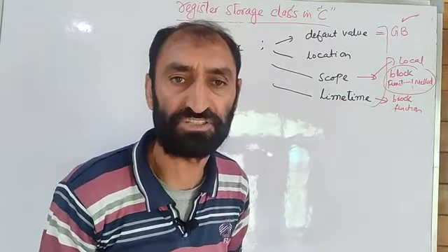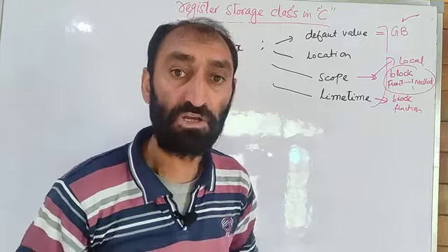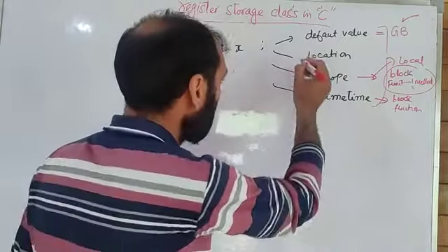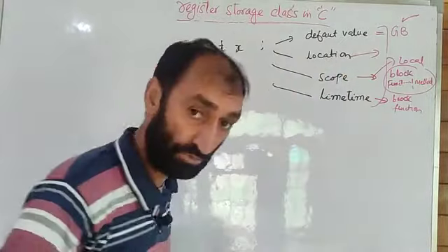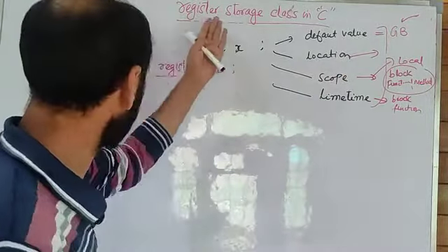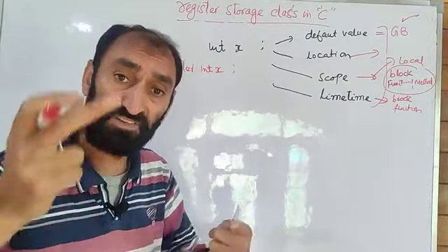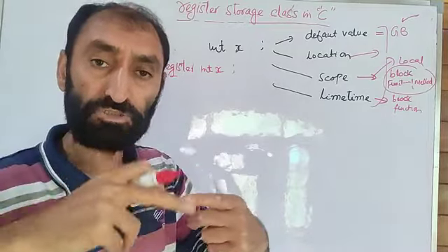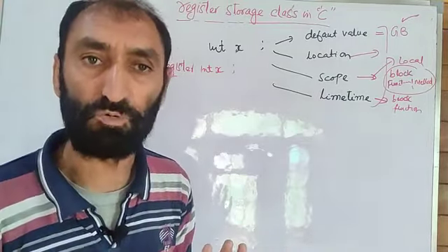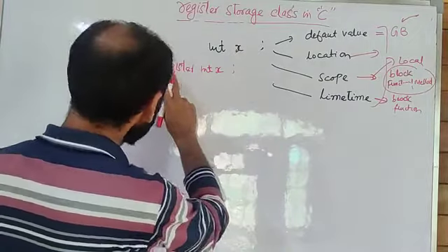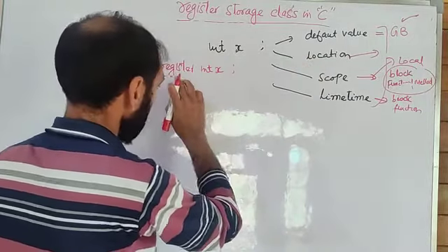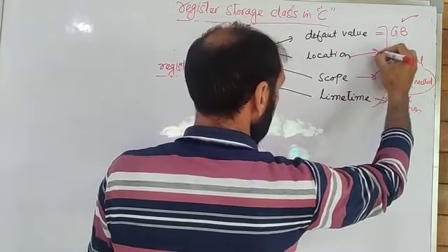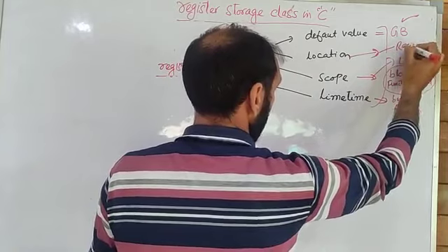Now, what are the differences? Now the question lies, what are the differences between the auto and the register? The difference lies only in case of location. We know in auto storage class, the variables are going to be stored in the RAM, or we can say in the main memory only. But in case of register storage class, the variable is going to be stored in registers. This is the main difference.